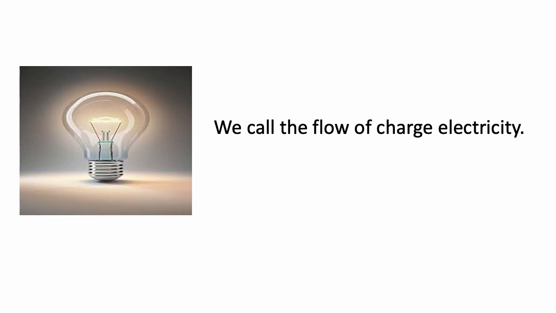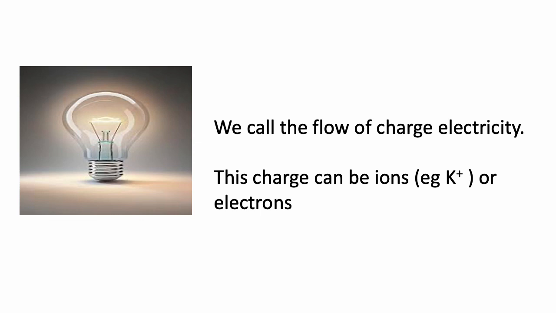Now, electricity. What is electricity? Well, it's the flow of charge. This charge can either be electrons or ions such as potassium or chlorine.